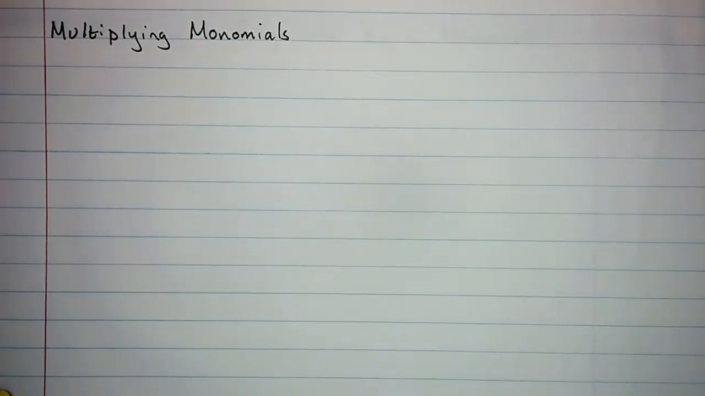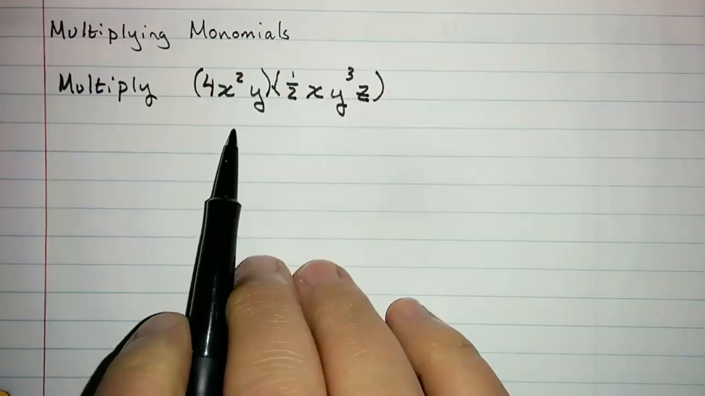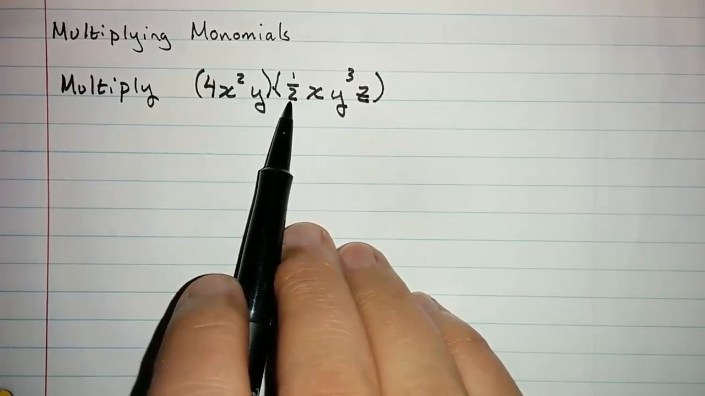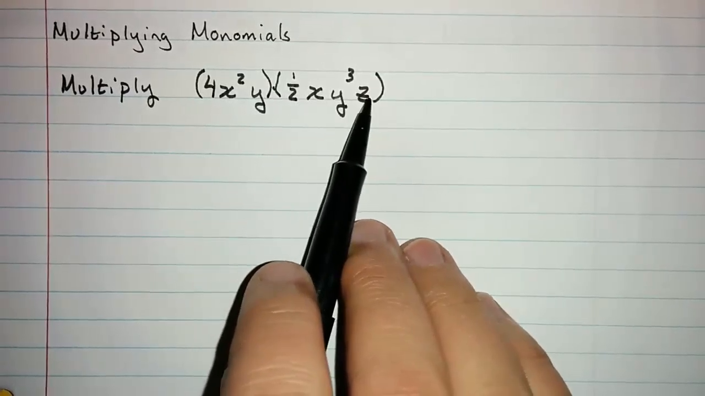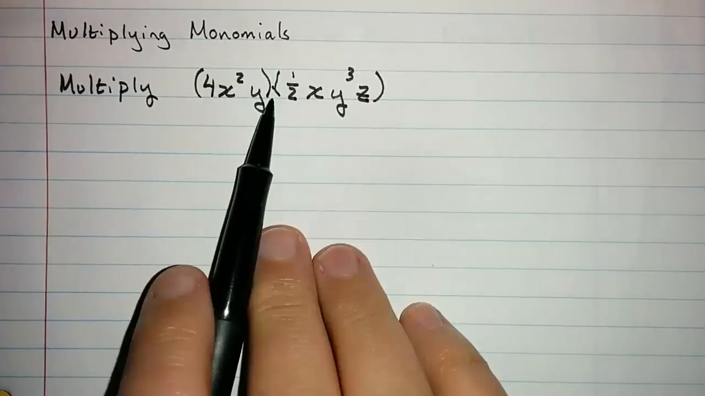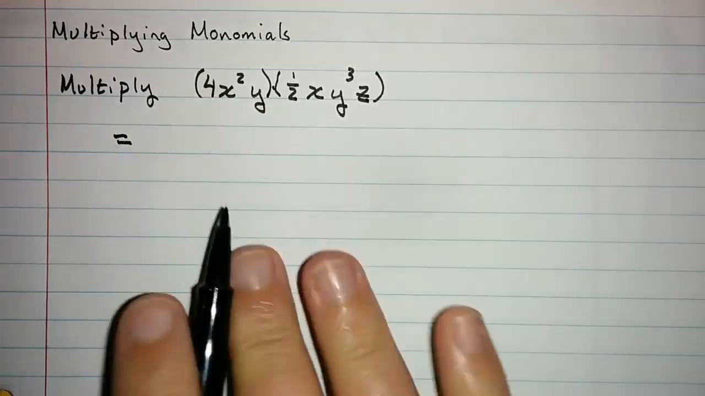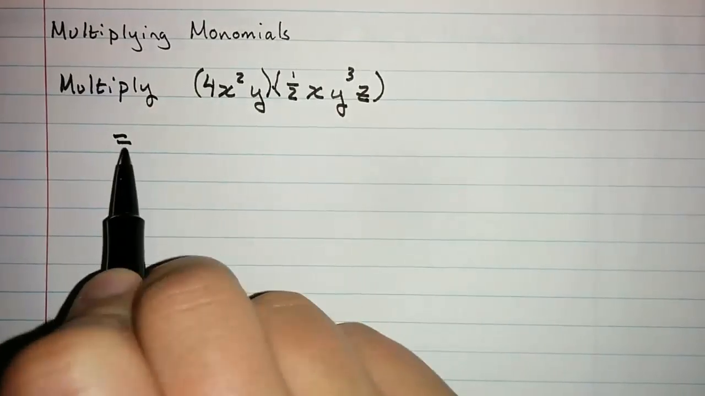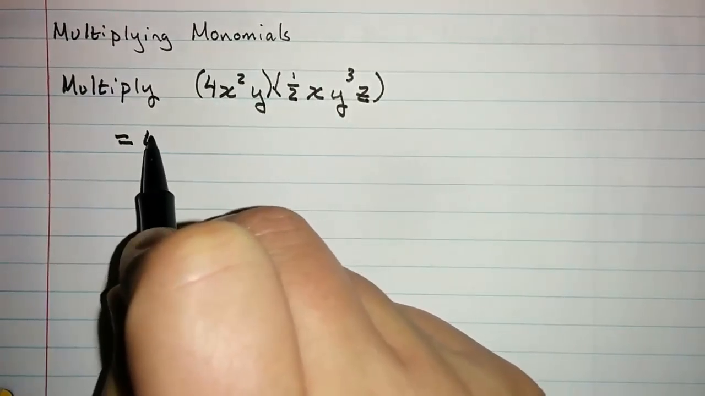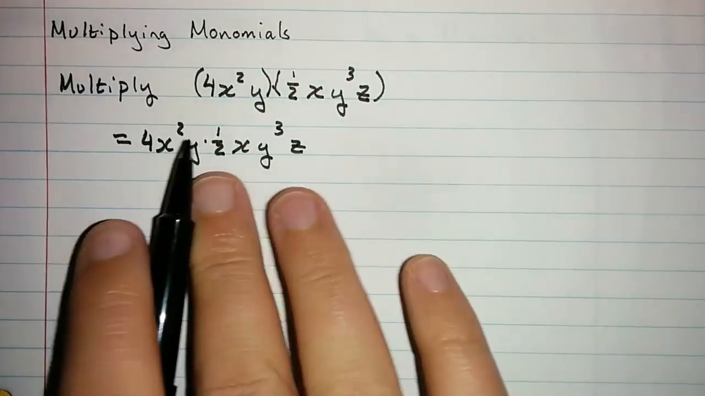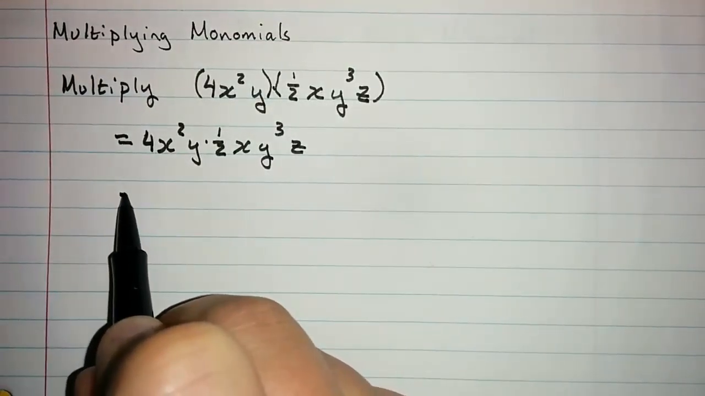What happens when we multiply one monomial by another? Suppose we want to multiply the monomial 4x squared y times the monomial 1/2 xy cubed z. Well, we can use the properties of multiplication here. First, we can use the associative property to drop these parentheses. Then we can use the commutative property to rearrange the factors.